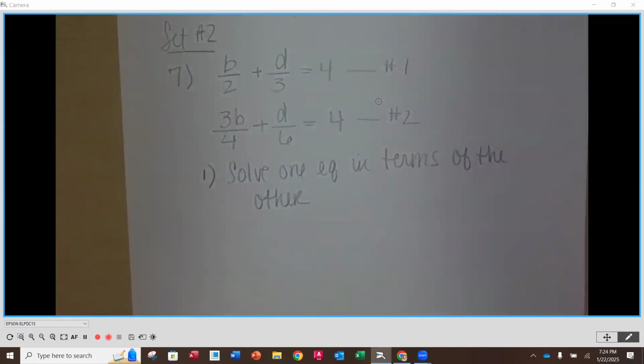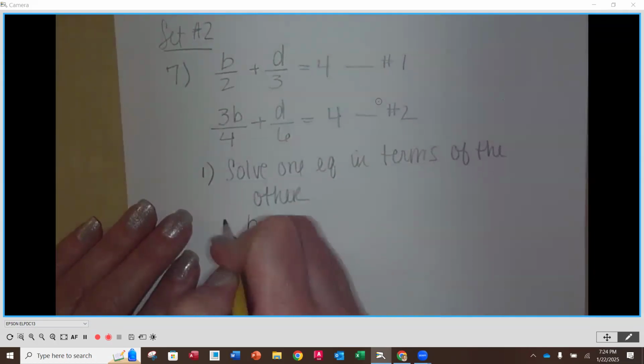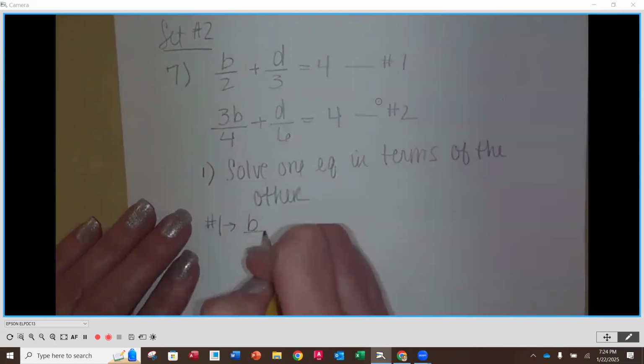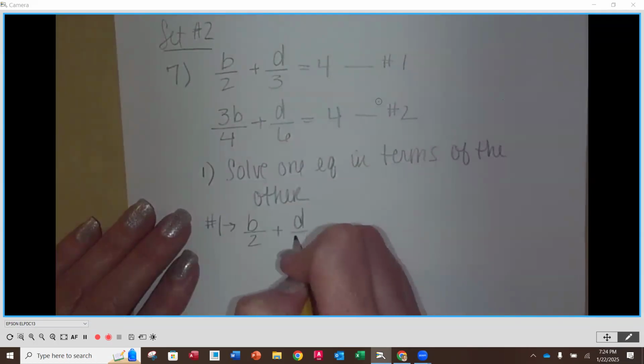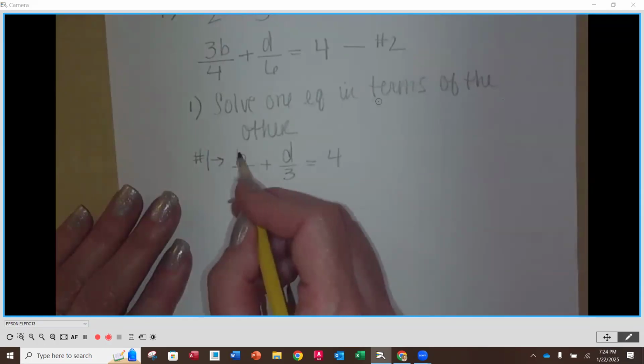So that means I want to get b by itself on the left-hand side of the equation and everything else equal to on the other side. So I'm just going to simply rewrite this right now. This is equation number 1. I've got b over 2 plus d over 3 is equal to 4. So I want to isolate and get b by itself.